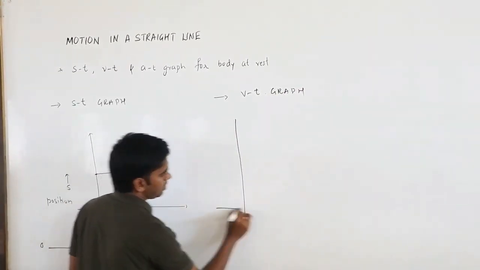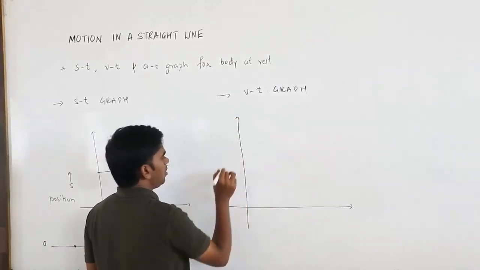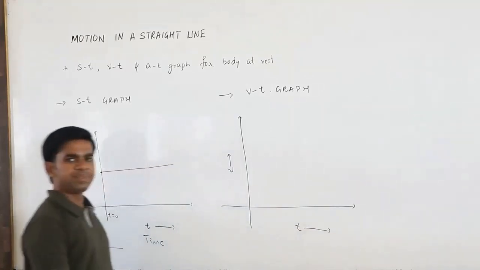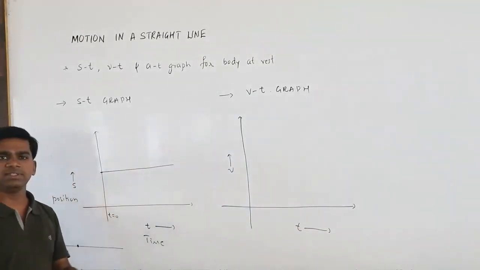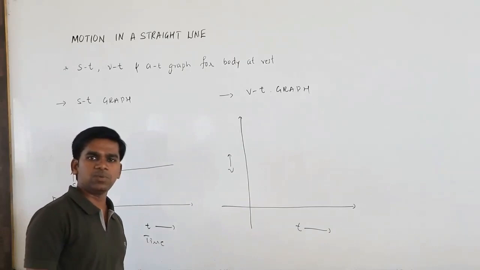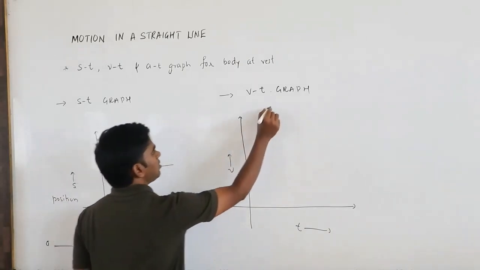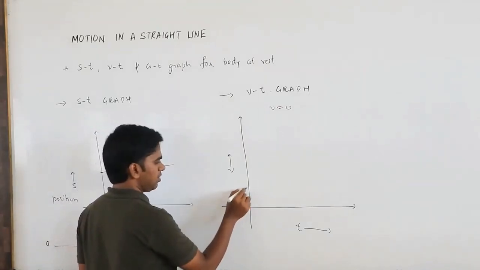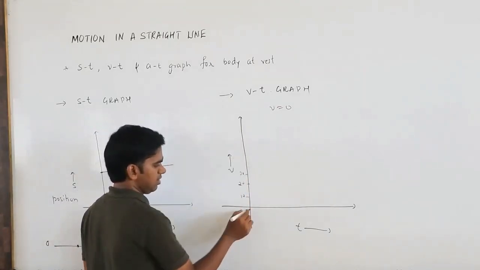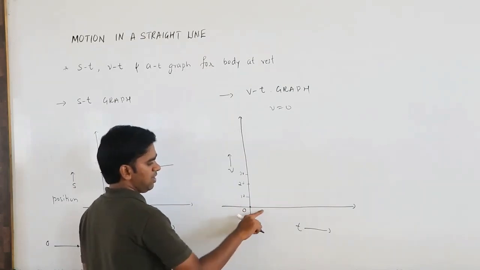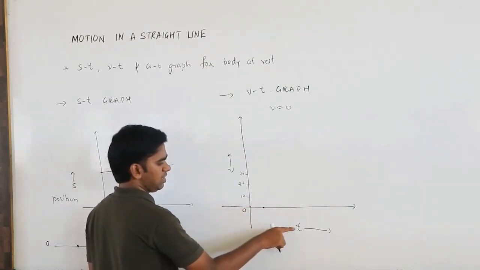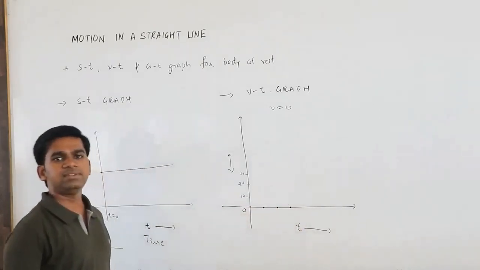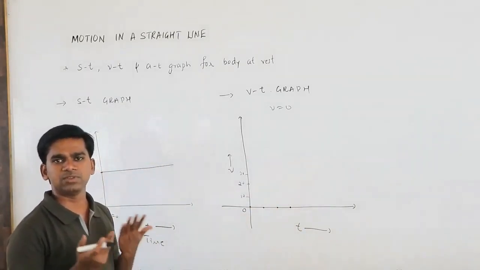So here what will happen? We have to take velocity along the y-axis, time along the x-axis. Okay. See here, when the body is at rest, it is not moving. When the body is not moving, velocity is going to be what? Velocity is going to be 0. Suppose here 10, 20, 30 like that, and here 0 is there. So when t is 1 second, it is 0 only. When t is 2 seconds, velocity is 0 only. When t is 3 seconds, velocity is 0 only. That means there is no velocity, because the body is not moving.